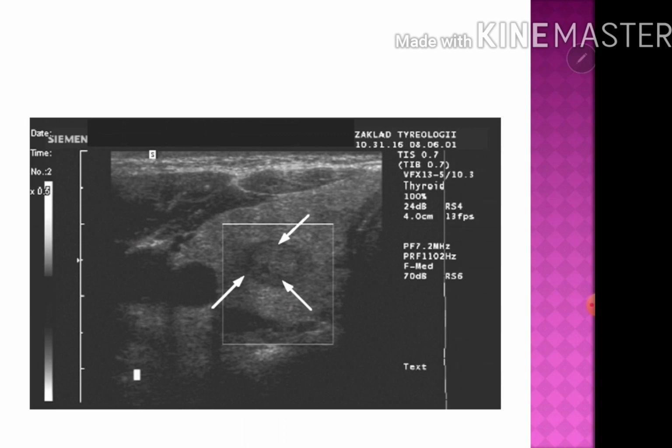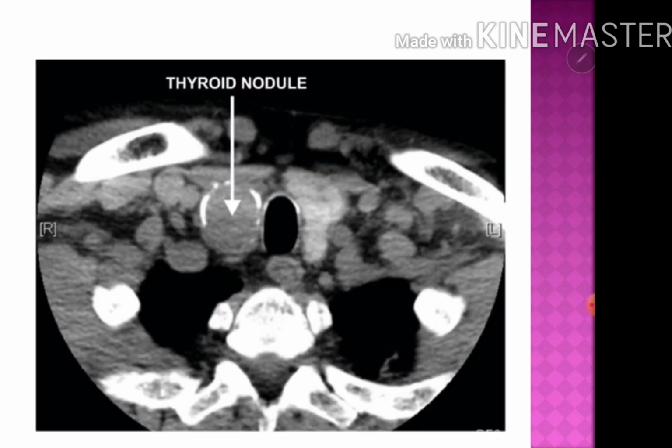This is another example of a thyroid nodule, which is single. As you can see, it is mainly isoechoic to hypoechoic. Hypoechoic means that the color of the nodule is more black in comparison with the normal tissue. This is a normal tissue.